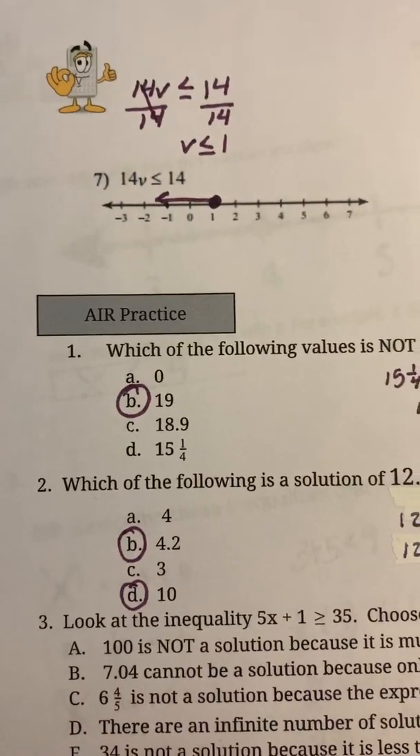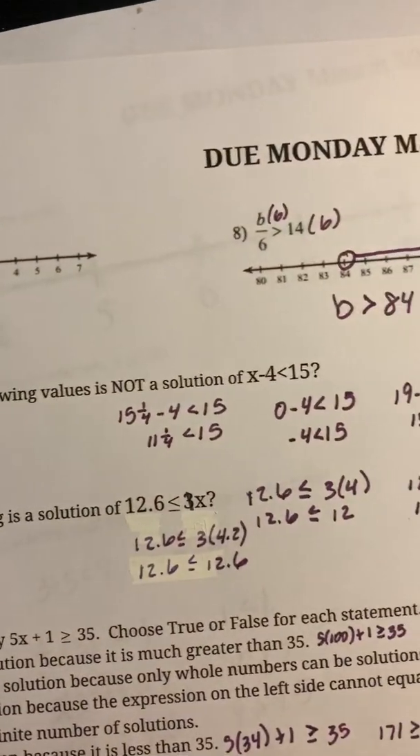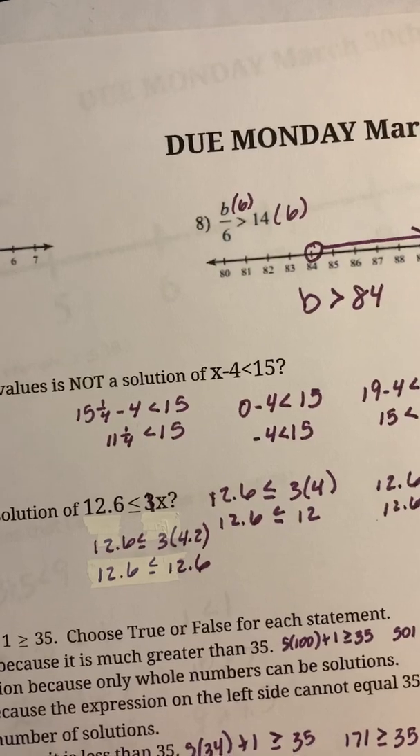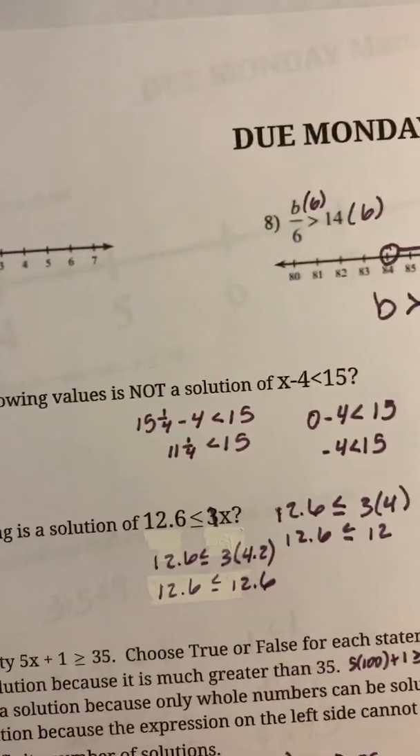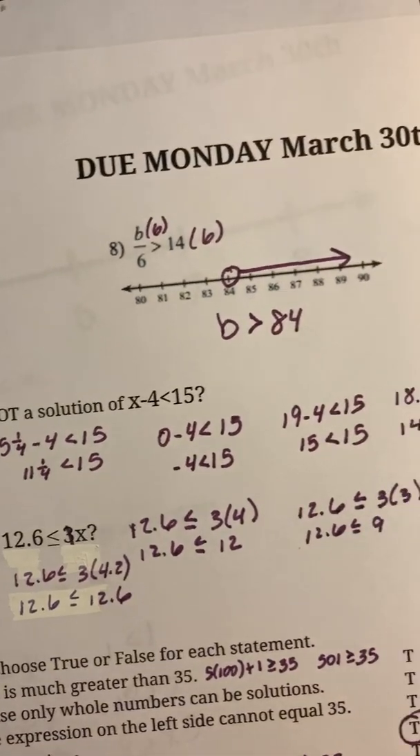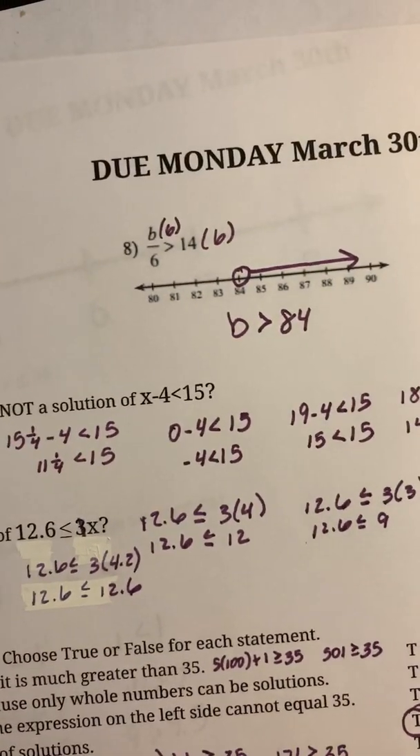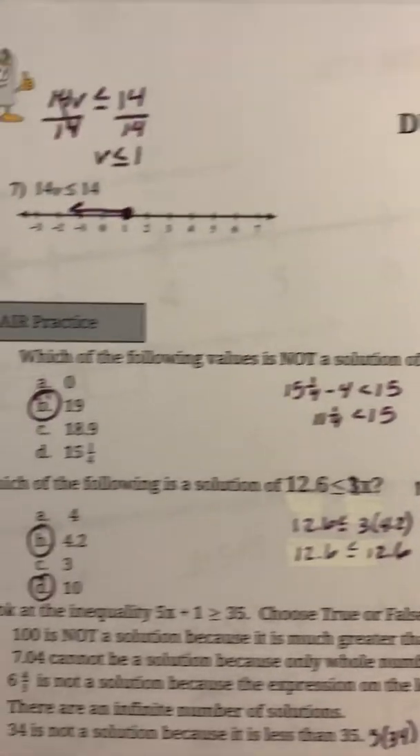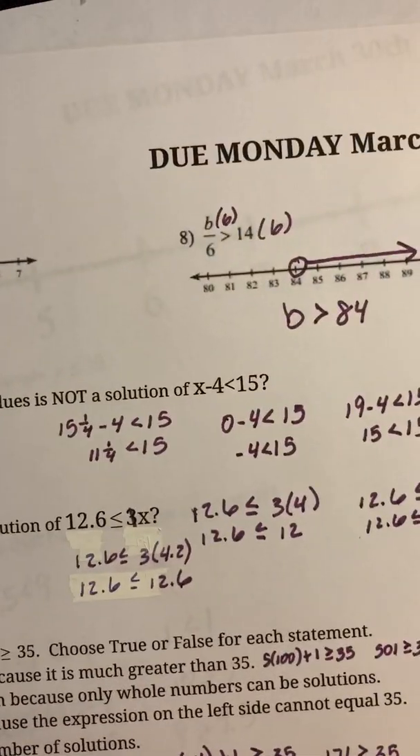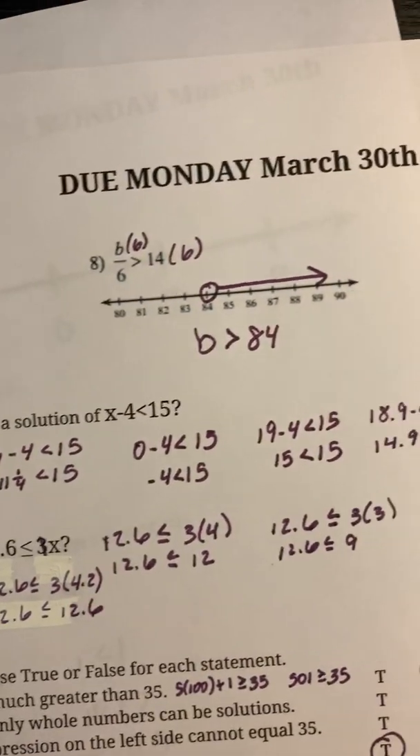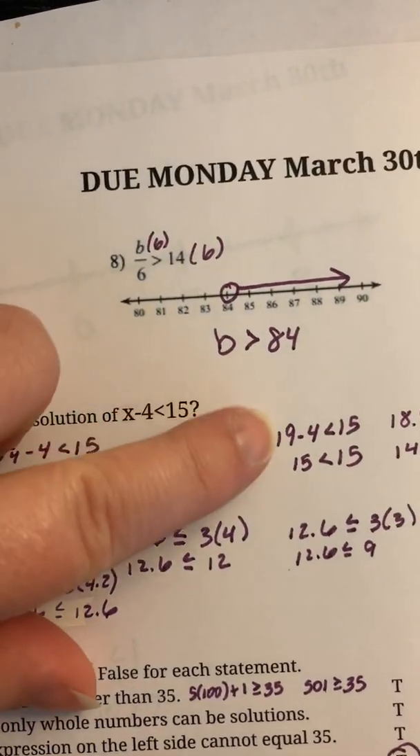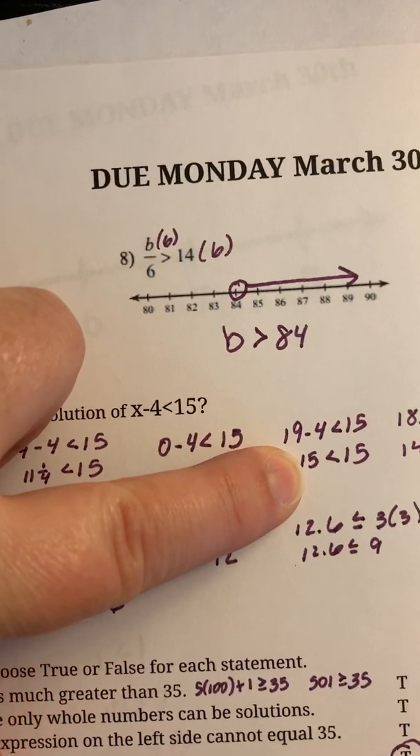Number 1, which of the following values is not a solution of x minus 4 is less than 15? I took all of the solutions they gave us, put them into the inequality and solved. And the only answer that was not correct was B, because it says 15 is less than 15, which is not correct.